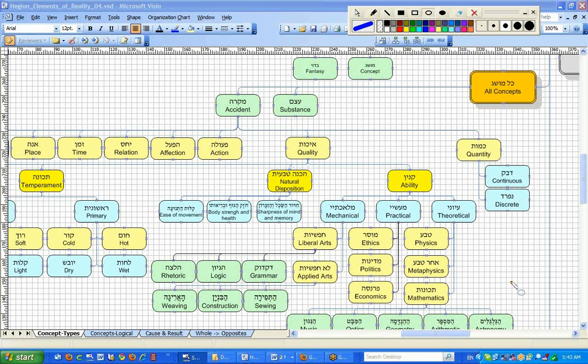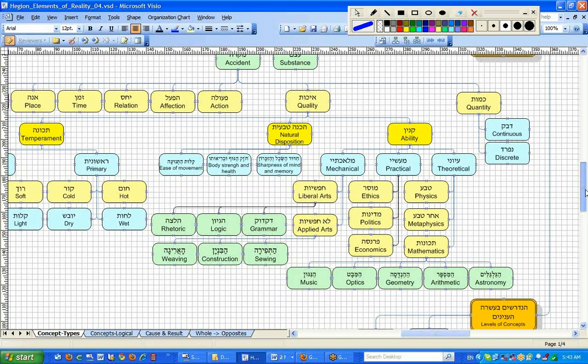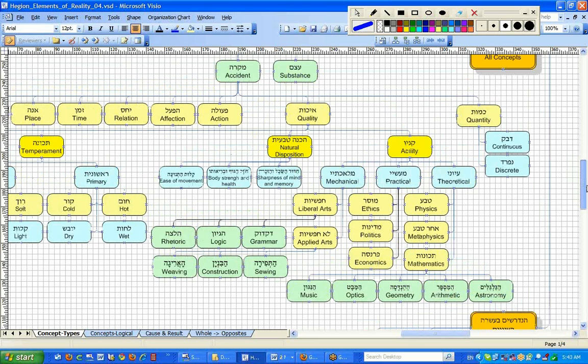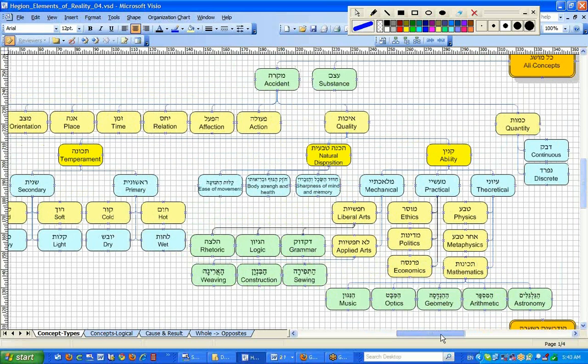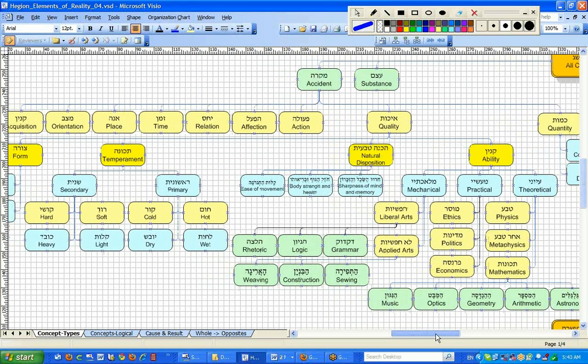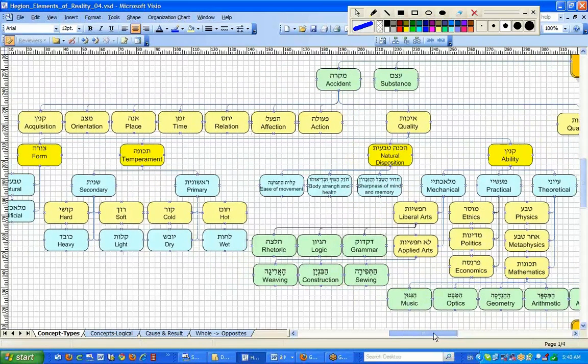Now he's going to spend a lot of time in this second category called Eichut, but here he's going to spend a lot of time talking about the qualities that man possesses. Whereas in Tfunos, we'll see he basically gave a general definition that the Eichut is the quality that any object or human being can have. Here, he's going to go into depth about qualities that human beings have. Their abilities, their natural disposition, whether they're strong of body or healthy, etc.